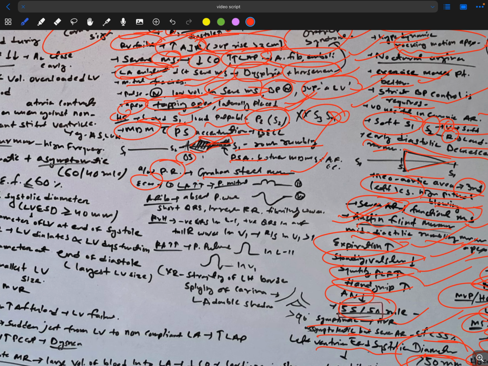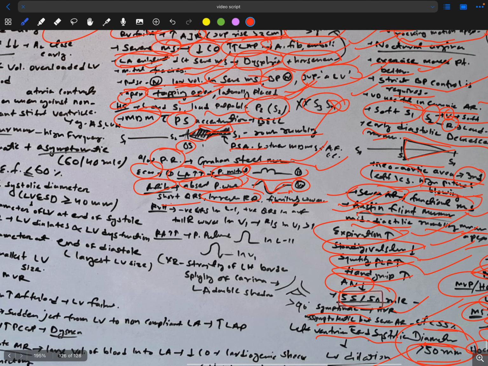On ECG, if LA hypertrophy is there, then it is called P mitrale. There will be a bifid P wave in lead 2, and in V1 the LA component, the lower component, will increase. In case of atrial fibrillation, there will be absent P wave. Pulse will be irregular, with narrow QRS complex, irregular RR interval, and fibrillatory waves on ECG.